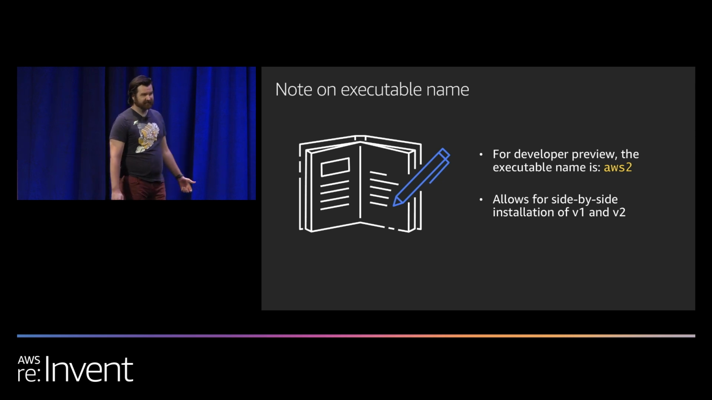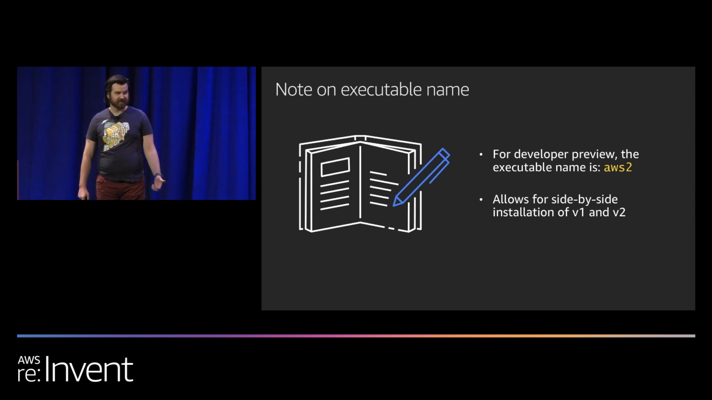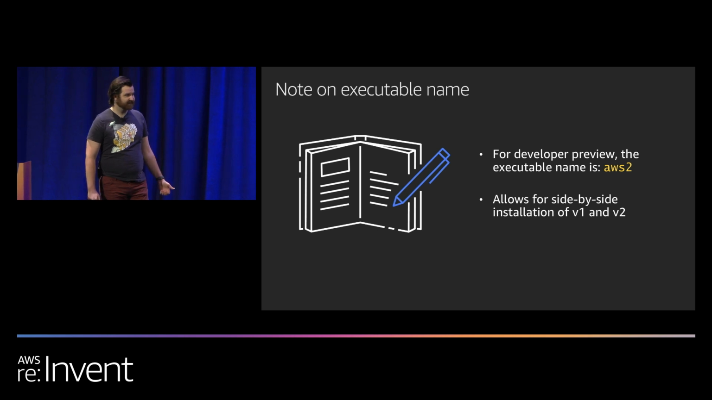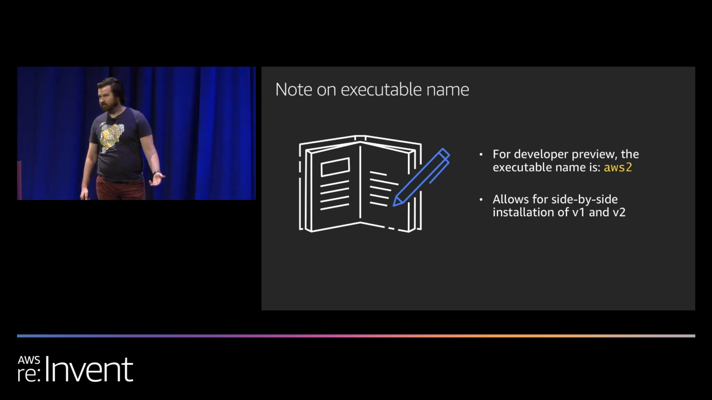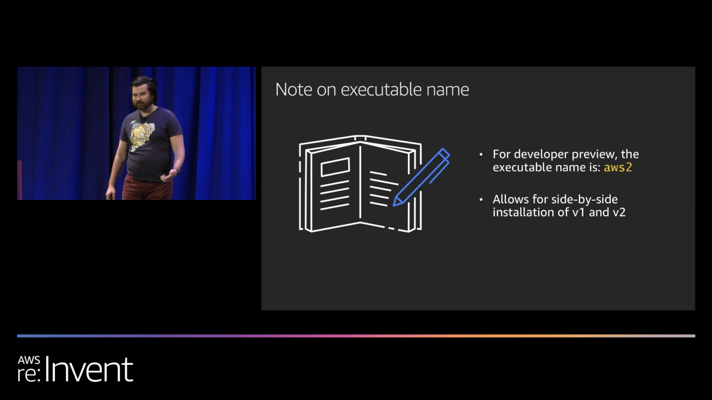Another important note about these installers: while the CLI v2 is in developer preview, the installers will create the executable under the name AWS2 instead of AWS. The reason we did this is so you can have v1 and v2 installed side by side, so you can try out v2 without clobbering your current version of the CLI v1 installed in your system.